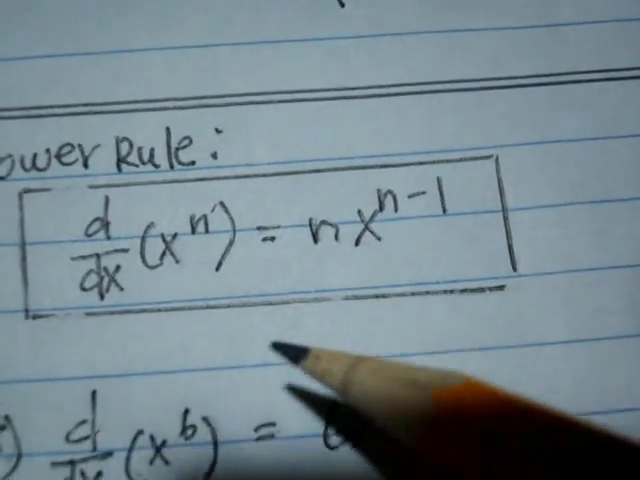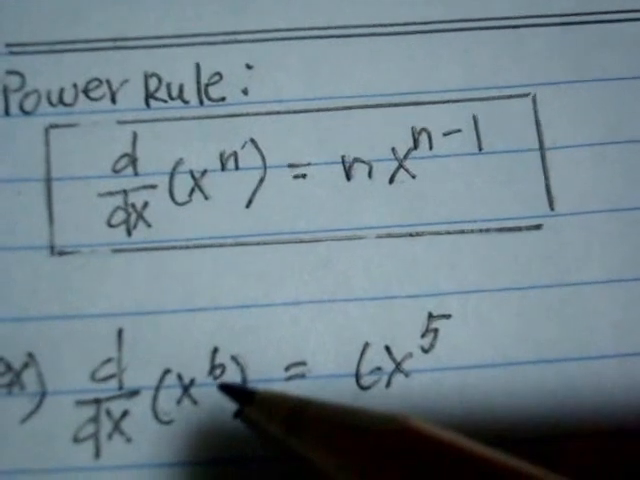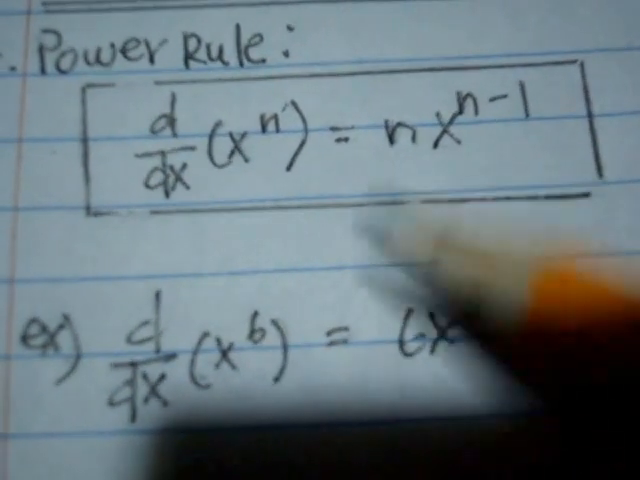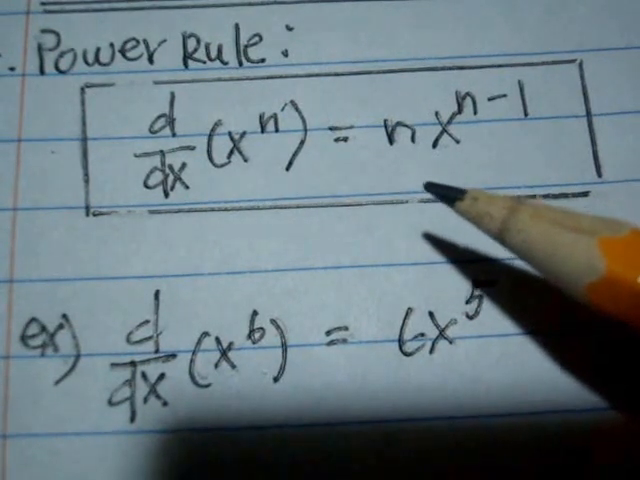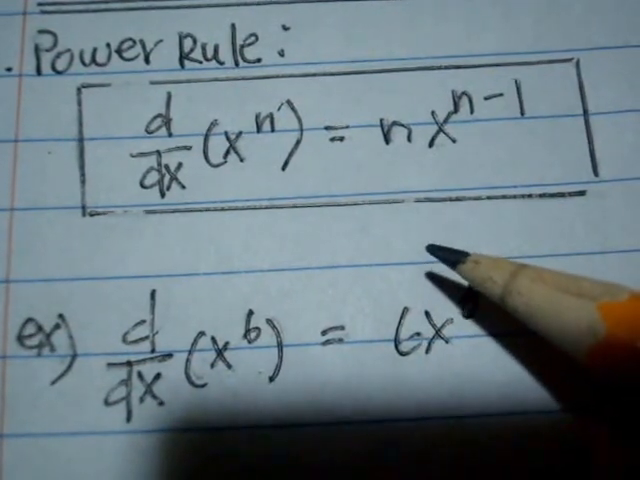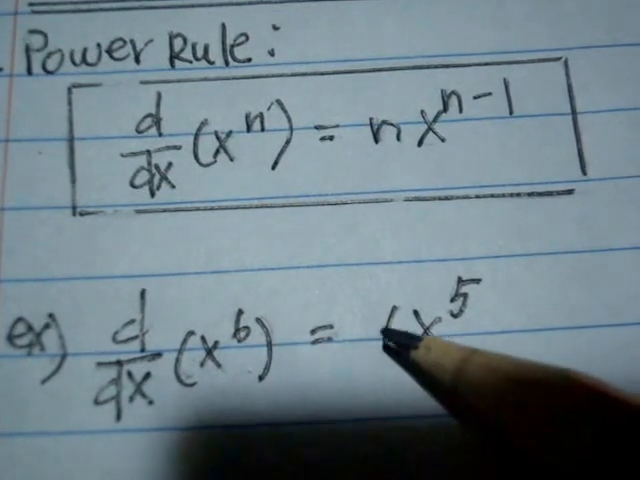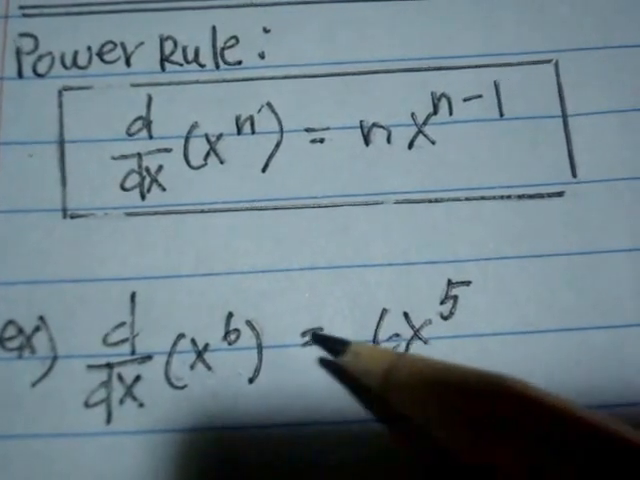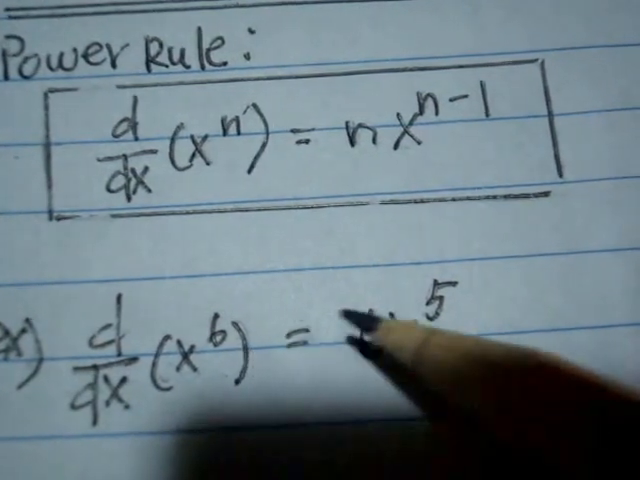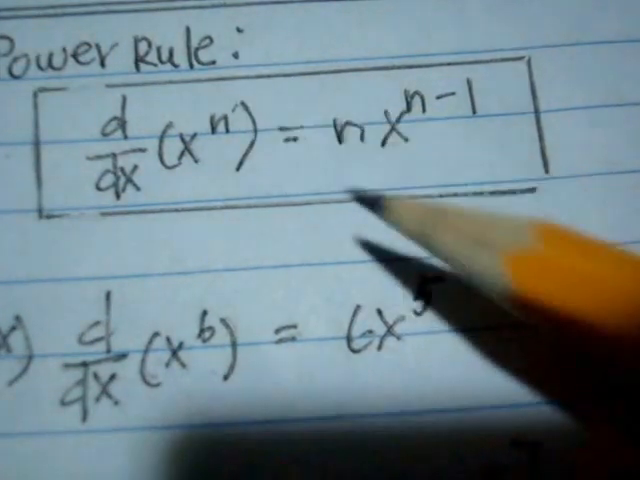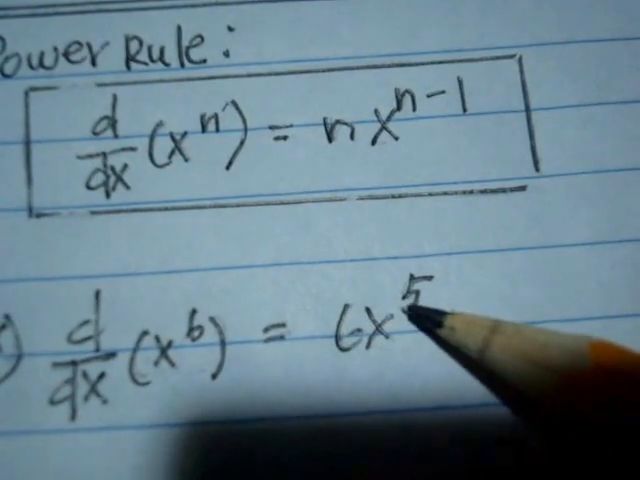For instance, let's say that you need to take the derivative of x raised to the 6th power. According to the power rule, you always bring down the exponent first. So in this case, you bring down the 6 in front of the x variable. As for the exponent, you just minus 1. You always minus 1 according to the power rule. So 6 minus 1 equals 5.